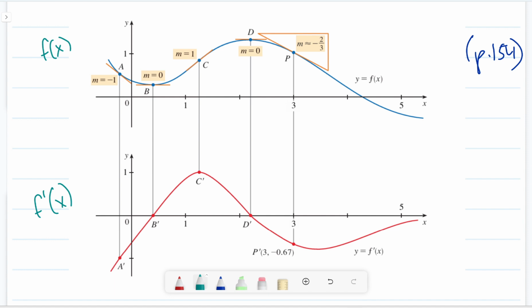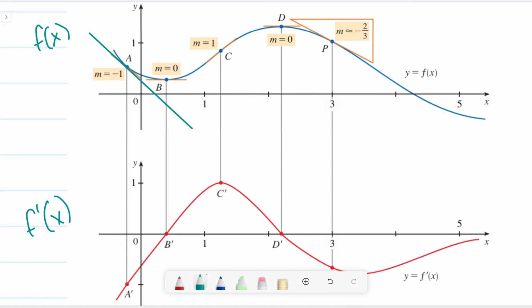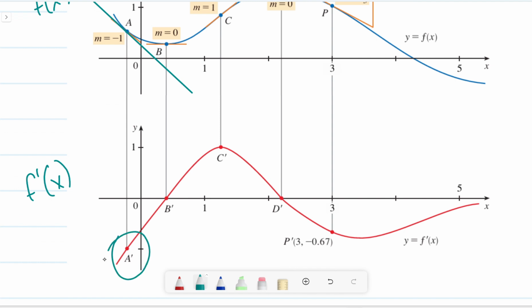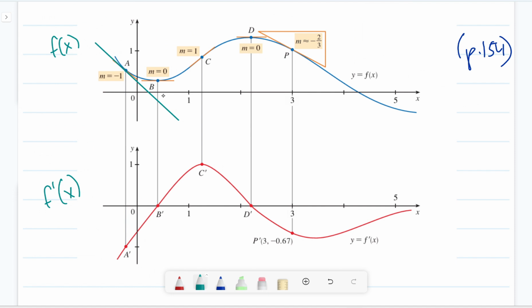So you can analyze graphs of derivatives in this way. However, sometimes you will not be given these values of m equals to -1, m equals to 0, but it is enough to look, let's say at point A, to look at the tangent line. You will realize that its slope is negative, therefore you will have a negative value in the graph of f prime of x.